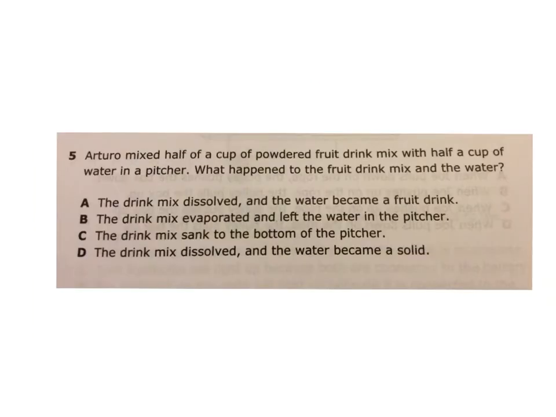Number 5. Arturo mixed half of a cup of powdered fruit drink mix with half a cup of water in a pitcher. What happened to the fruit drink mix and the water? A. The drink mix dissolved and the water became a fruit drink. B. The drink mix evaporated and left the water in the pitcher. C. The drink mix sank to the bottom of the pitcher. Or D. The drink mix dissolved and the water became a solid.